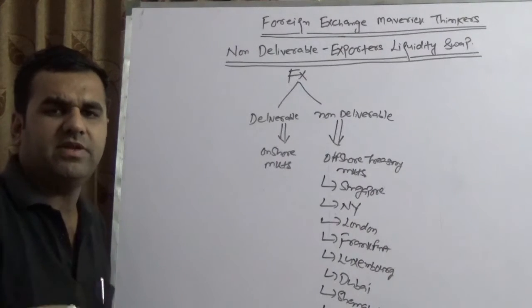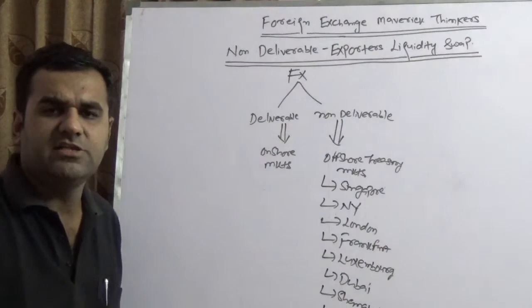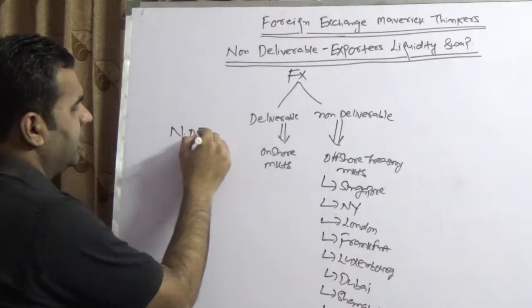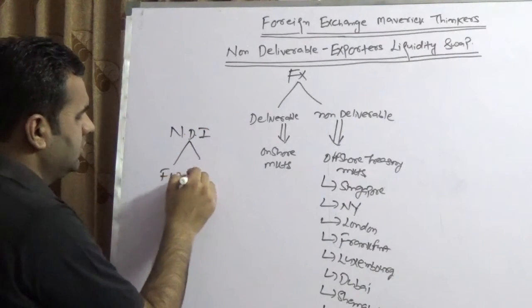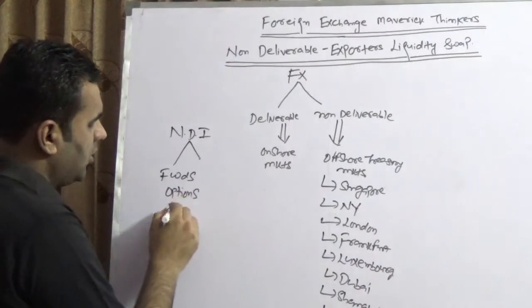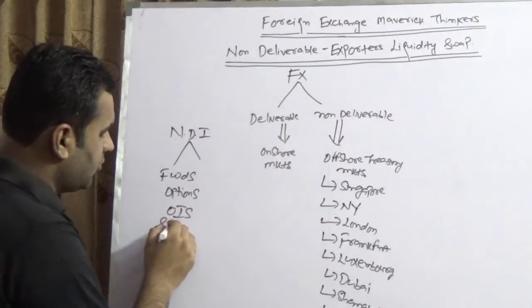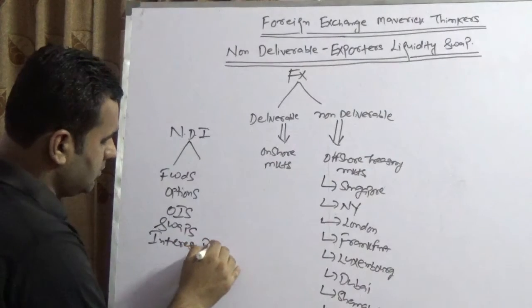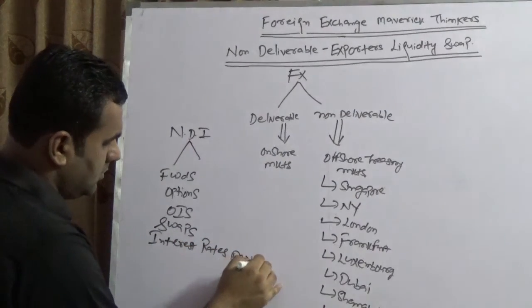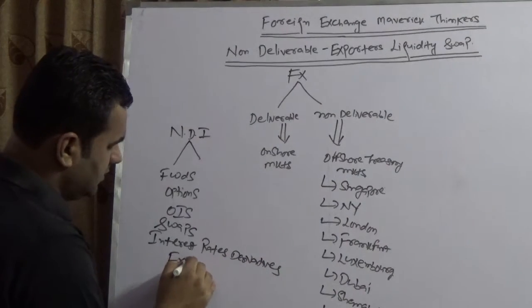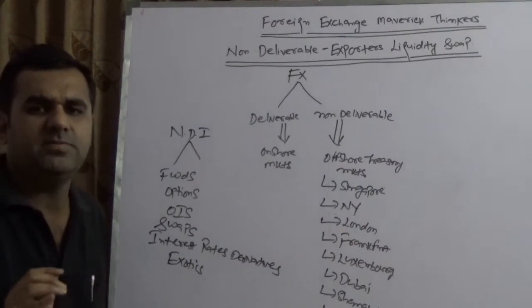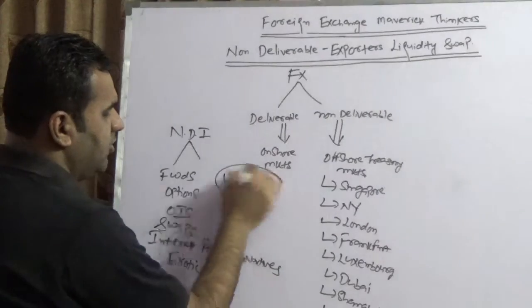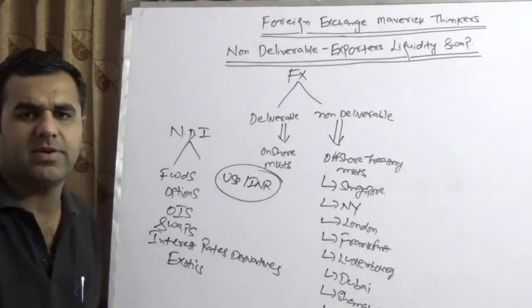Now these offshore markets deal in instruments known as non-deliverable instruments. Non-deliverable instruments could be your forwards, your options, your OIS, overnight index swaps, your swaps, your interest rate derivatives, and other exotics. This topic will predominantly speak about the currency pair USD INR, and in USD INR we are going to target what we mean by the aspect of non-deliverable.